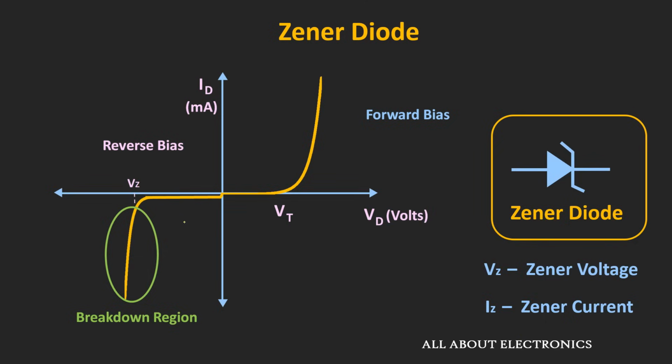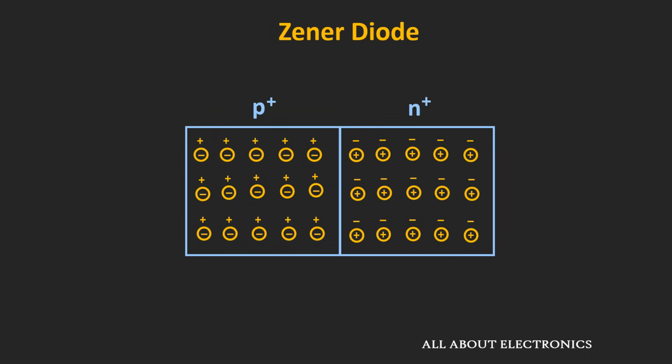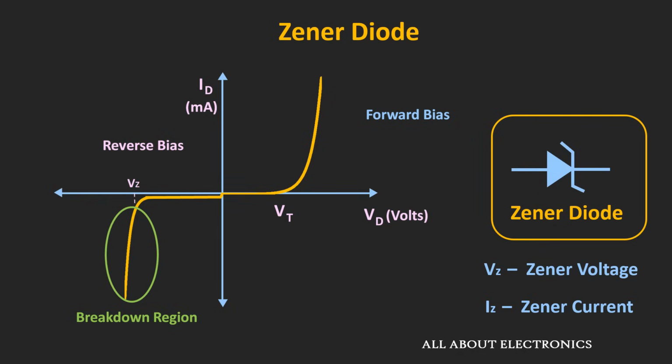Now unlike the normal diodes, this Zener breakdown voltage can be as low as 2 volt or as high as 200 volts. But in normal diodes, the breakdown voltage is typically more than 20 volts. So unlike the normal diodes, these Zener diodes are heavily doped, and by changing the doping concentration, we can change the Zener voltage of the Zener diode.